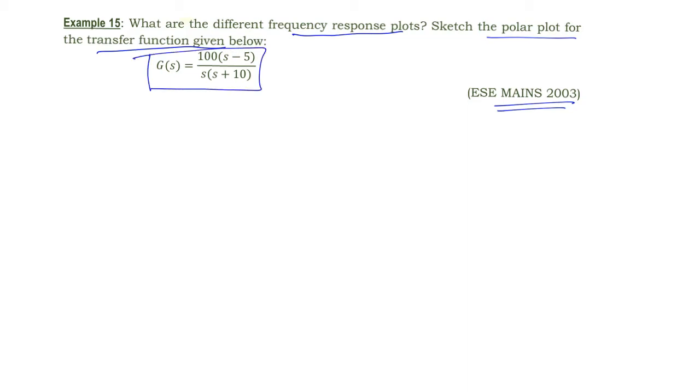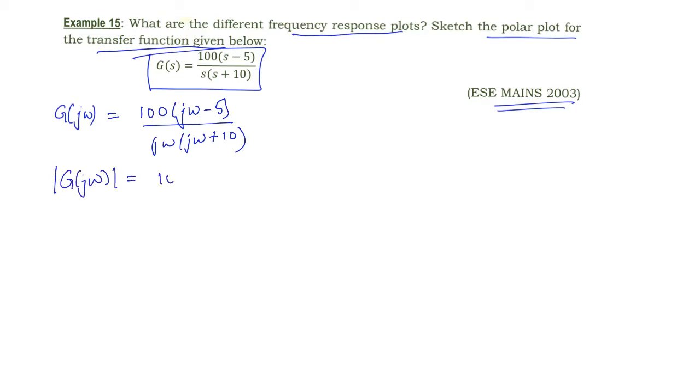What is the first step? First we have to find the frequency response function, that is G(j omega). So here you have to substitute s equal to j omega, divided by j omega into (j omega plus 10). Here you can either go by the real and imaginary form or by the magnitude phase form. We will go by the magnitude phase form because that is much easier here. So mod G(j omega) is equal to 100 into root over (omega square plus 25) divided by omega into root over (omega square plus 100).